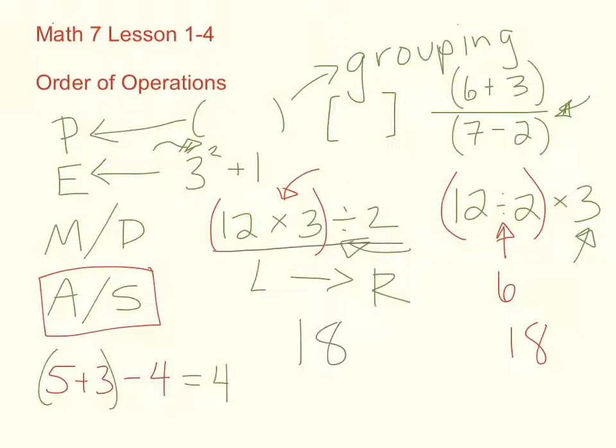If, on the other hand, you get subtraction first, 5 minus 4 plus 3, you've got to do the subtraction first. So 5 minus 4 is 1 plus 3 is 4. And again, it's weird how you end up with the same answer.